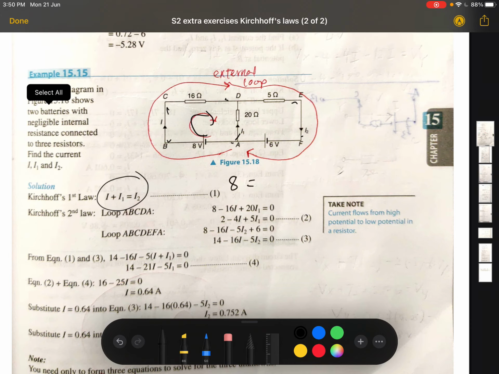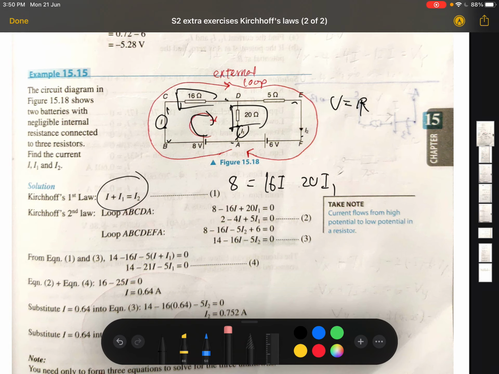So sum of voltage, 8, is equal to sum of the voltage of the resistors. So V equals IR, alright. Then here's the thing: you have to be careful because the current here and the current here are different. The current here applies to this resistor. The current here applies to this resistor. So 8 equals 16I plus 20I1. No, not plus 20I1, negative, minus. Now, why minus? We want to add them together again. Why is it minus? That is because if you look at this again, the current I is going this way.